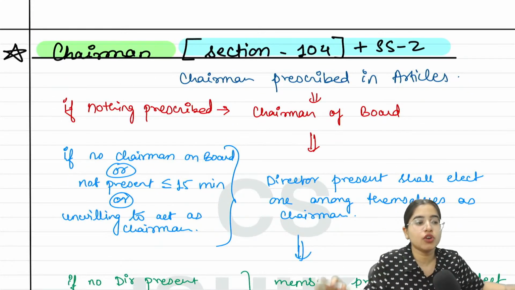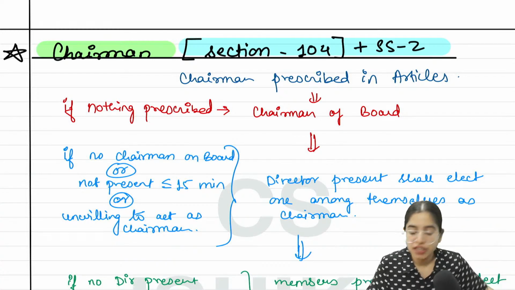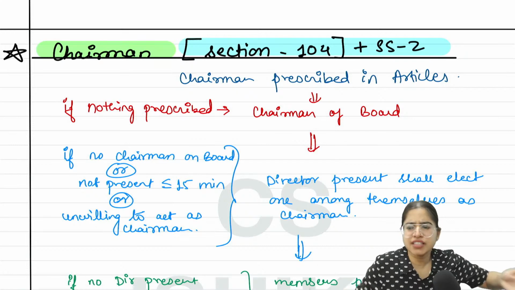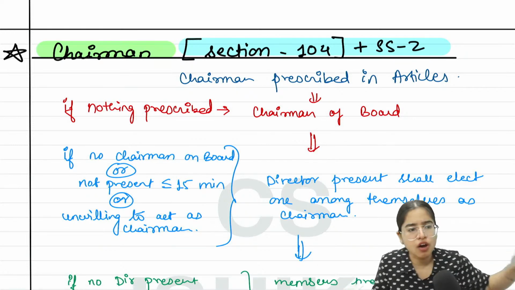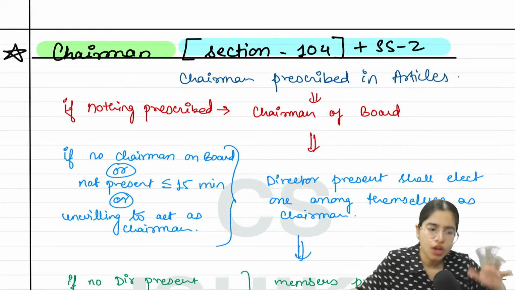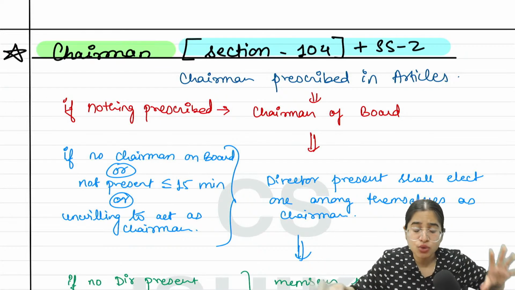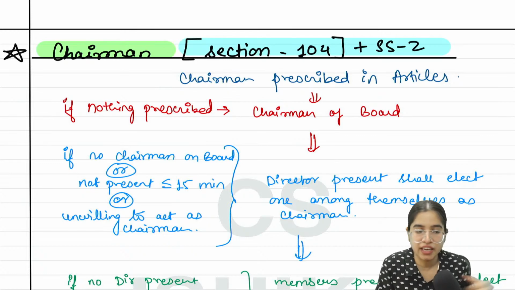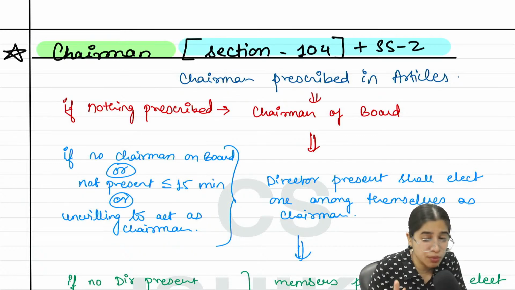Section 104 talks about the chairman, and here we will read Section 104 along with SS2. Basically, we are covering SS2 together only. Along with the provisions, we are also referring to Secretarial Standards SS2, which is the secretarial standard for general meetings.